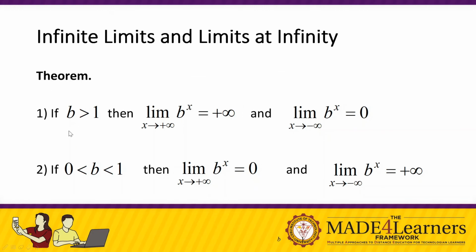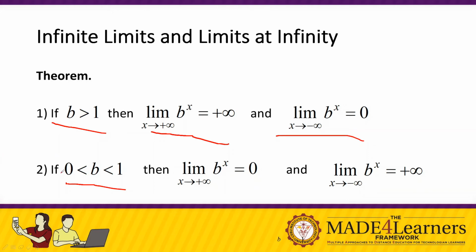Let's go back to our theorem. So we have understood theorem number 1. As long as our base is greater than 1, like for example 2, or 1.5, or 100, we follow this. However, if it's the opposite, if it's less than 1, but take note, it's greater than 0. So, less than 1, but greater than 0.